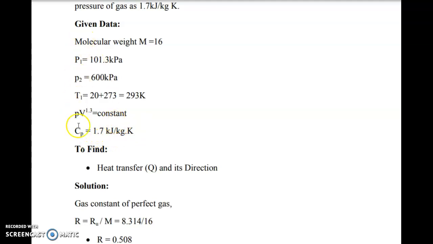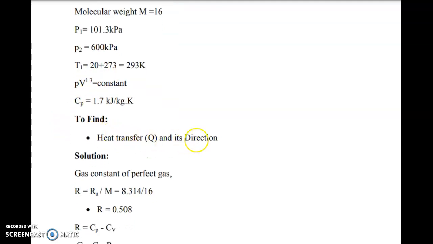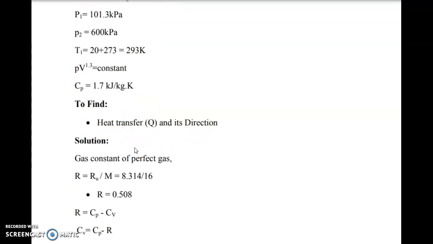So these are some of the notations you should remember. P1 means initial pressure, P2 means final pressure, T1 means initial temperature of the gas, PV^1.3 is a law, Cp means specific heat at a constant pressure. You have to find out the heat transfer and its direction.